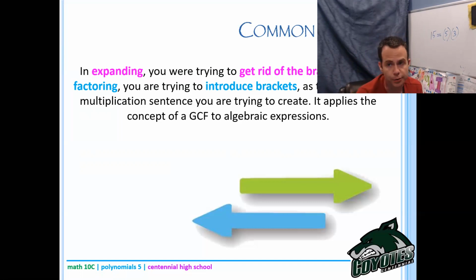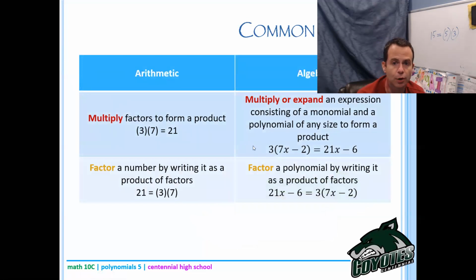It applies the concept of a greatest common factor to algebraic expressions. So there's just a little chart here to compare multiplication and factoring. If you were to multiply factors to form a product, you'd go 3 times 7 equals 21. If you were to multiply or expand an expression, you'd use the distributive law. So you'd go 3 times 7x is 21x, and then 3 times -2 is -6.